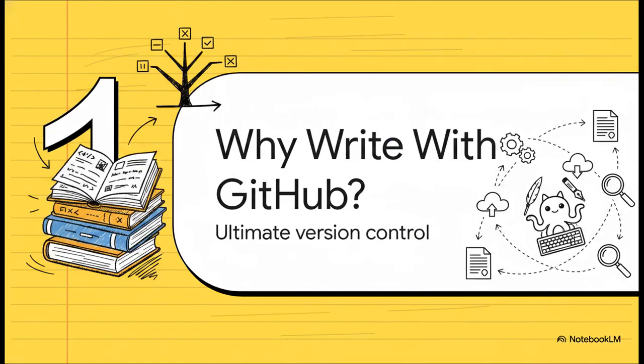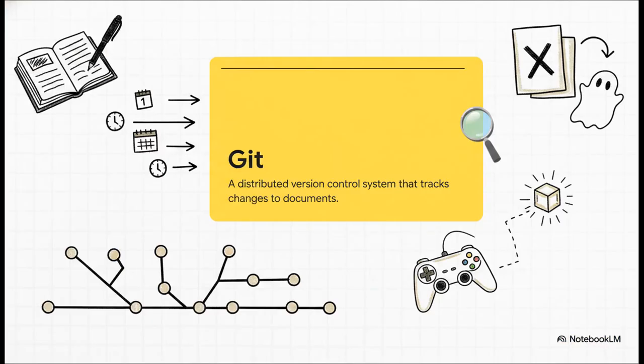Okay, Section 1. Why write with GitHub, the ultimate version control for authors? Let's explore why a platform famous for hosting open-source computer code is actually the absolute perfect place to write a manuscript. At its heart, Git is a distributed version control system, meaning it only saves the exact changes you tell it to exactly when you tell it to, rather than just arbitrarily auto-saving a chaotic mess in the background.